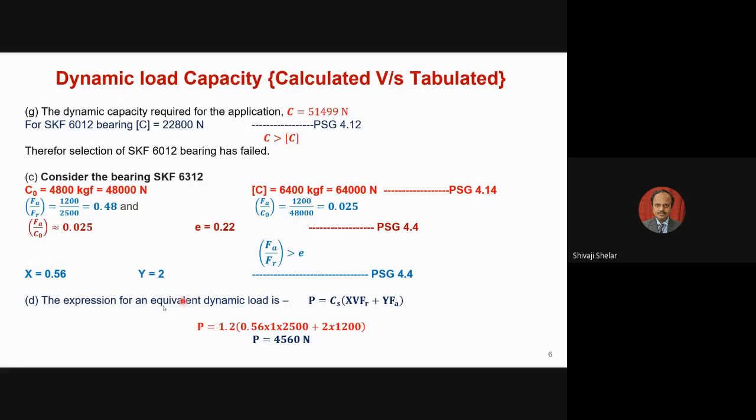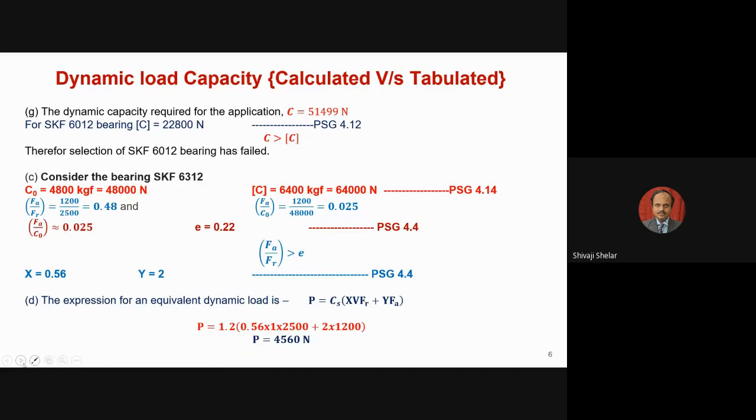So based on this, we again calculate the dynamic load. Our dynamic load now changes to 1.2 into 0.56 into 1 into 2500 plus, now this has changed to 2, so 2 into 1200. So our dynamic load comes as 4560 Newton.